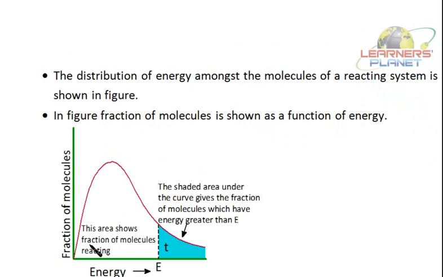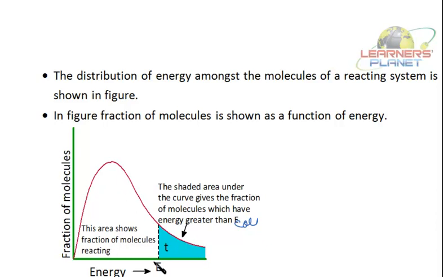See, this is the energy distribution curve. On the y-axis there is the fraction of molecules, and on the x-axis there is the energy of molecules. The shaded area gives the fraction of molecules which have energy greater than the critical energy for collision. This area shows the fraction of molecules reacting.